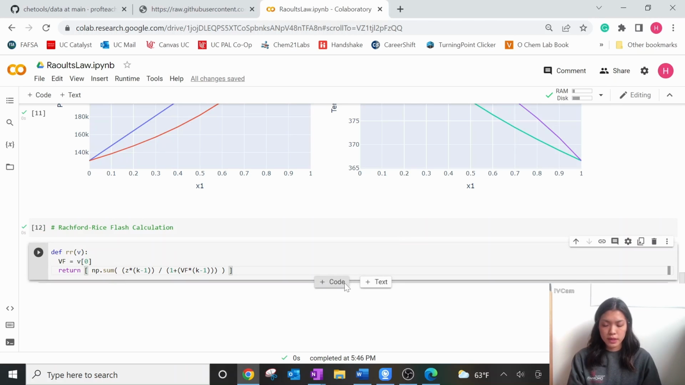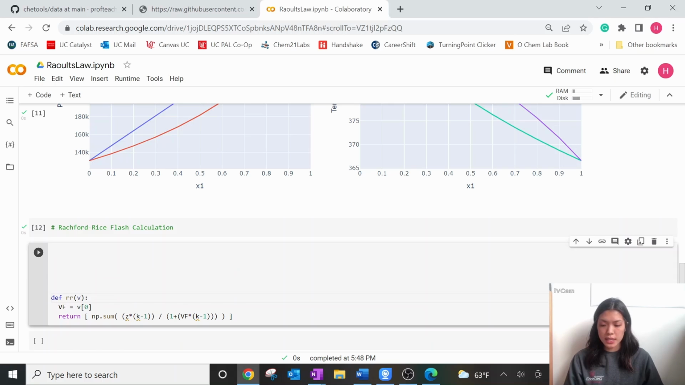So now, if we press shift enter, we have all of these defined, except there are parts in there that we don't have defined, such as the feed mole fraction and the mole fraction ratio. So let's go ahead and define those. So the first thing that we want to define is the feed mole fraction.